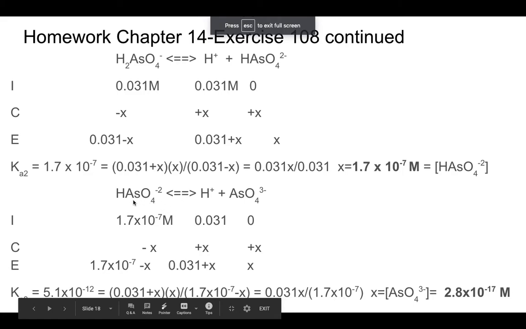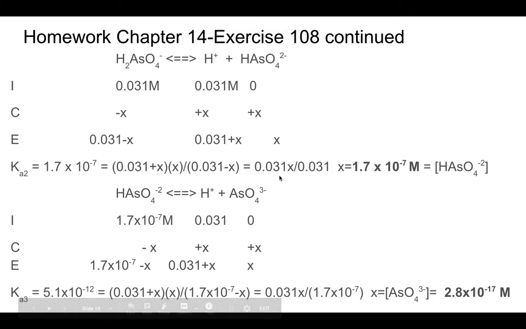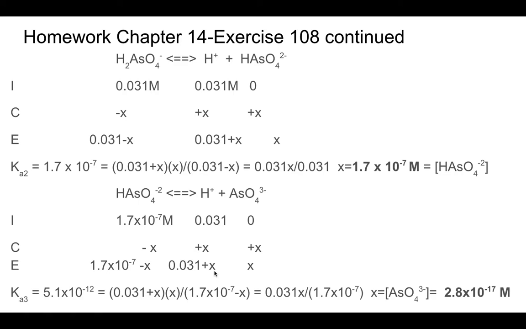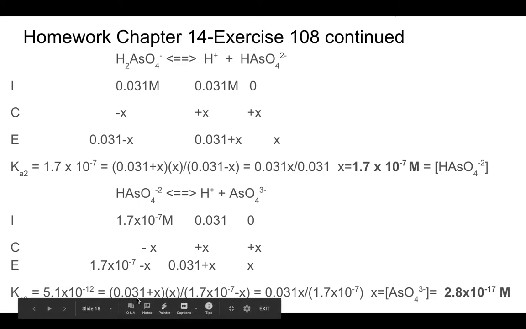So then we go to our third ionization step to get the AsO4 minus 3. We start with the 1.7 times 10 minus 7 molar HAsO4 minus 2 from the second step, H plus 0.031 from the first step, 0 for AsO4 minus 3, minus X, plus X, plus X. Solve for Ka. Drop the plus X next to the 0.031, drop the minus X on the bottom, and we just get X equal to 2.8 times 10 minus 17.